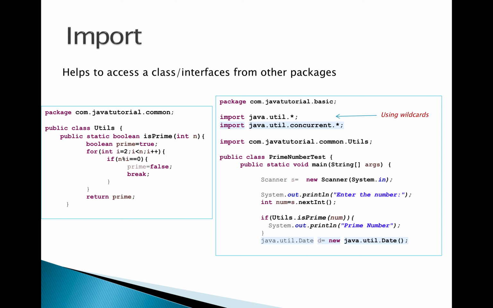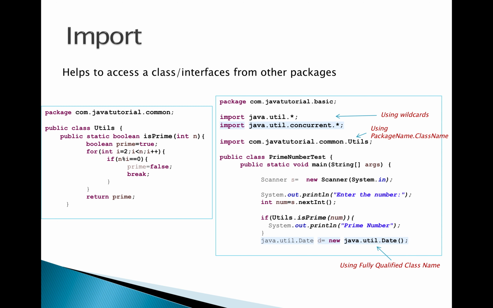The first one is using the wildcard, which is star. That means it is going to get all the classes. It is going to give me the access for all the classes that are present in the java.util package. It doesn't mean that I'm going to get access to all the classes that are present in the java.util.concurrent package, which is a sub package of util. It just gives me the access to classes of java.util. It does not give access to any of its sub packages.